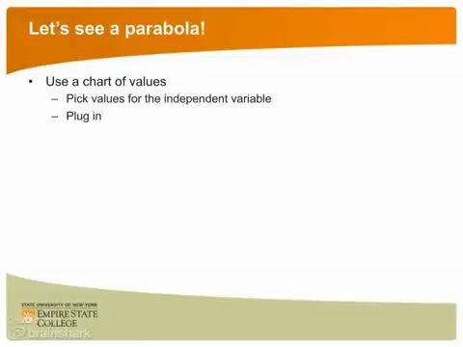Plug the values into the formula. In other words, find the function value for each value. Solve. Find the actual function value. Plot your points. Each value of x paired with its function value provides the coordinates for a point on the graph. Connect your points. Note that the graph will not be a straight line. Also make sure to label your graph. Let's look at an example.